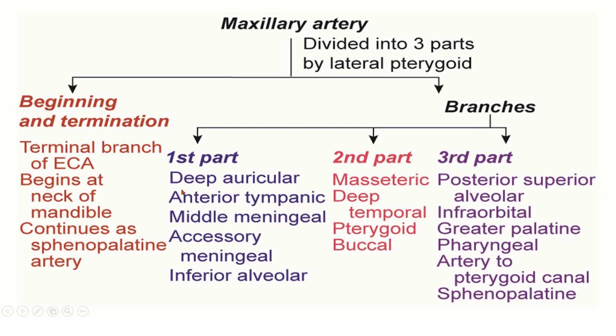The branches from the first part are deep auricular, anterior tympanic, middle meningeal, accessory meningeal, and inferior alveolar. From the second part, masseteric, deep temporal, pterygoid, and buccal. From the third part, posterior superior alveolar, infraorbital, greater palatine, pharyngeal artery, artery of the pterygoid canal, and the sphenopalatine artery.